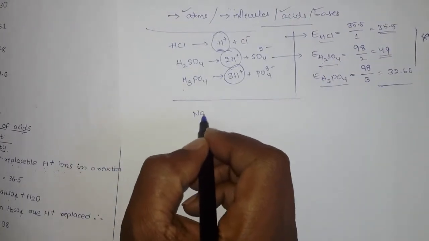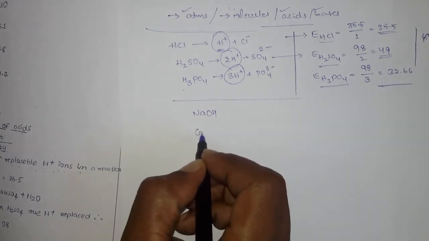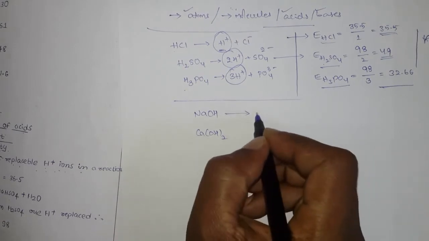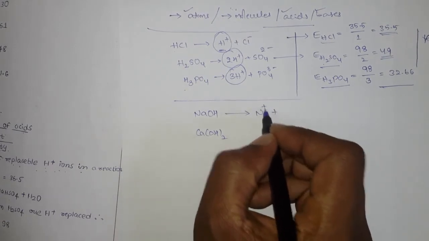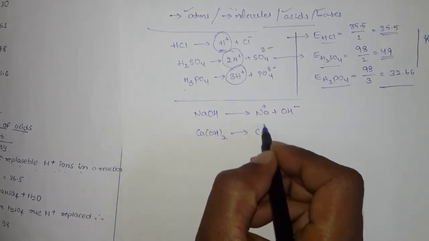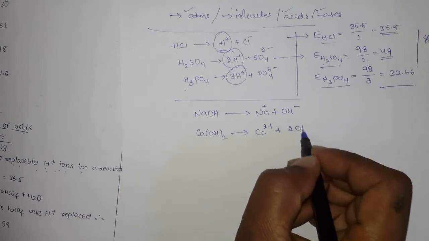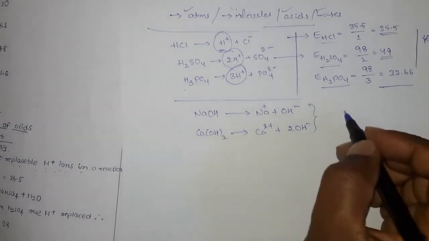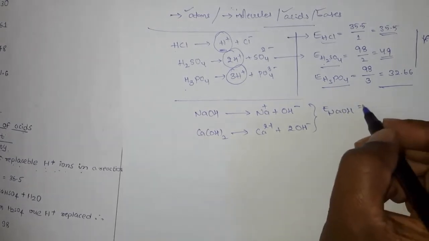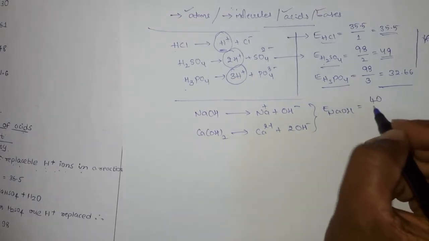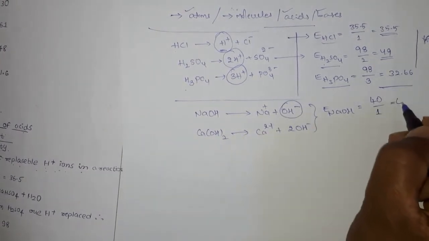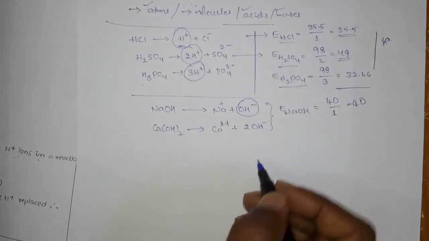You know that sodium hydroxide is a base, and similarly calcium hydroxide is also a base, right? So here, how many OH minus ions can you replace? In sodium hydroxide you can replace 1 OH minus ion, and in calcium hydroxide you can replace 2 OH minus ions. Very simple. The equivalent weight of sodium hydroxide: the molecular weight of sodium hydroxide is 40, divided by how many OH minus ions? Only 1. So 40 by 1 is equal to 40.